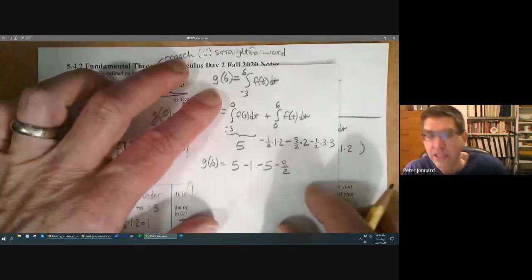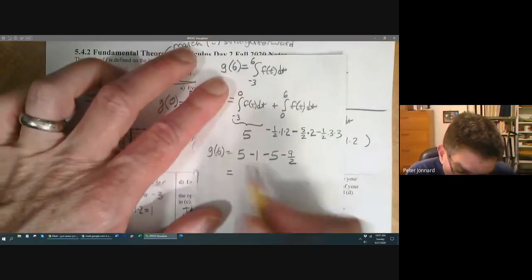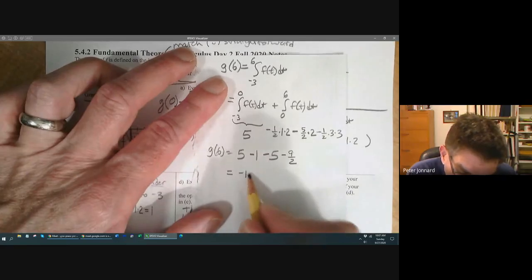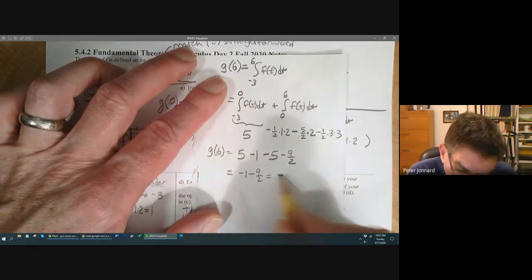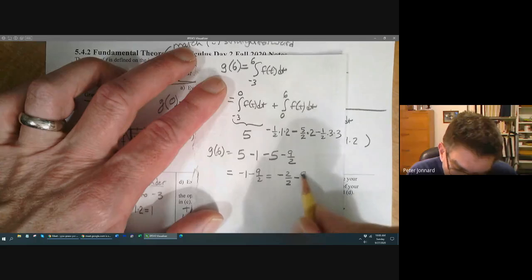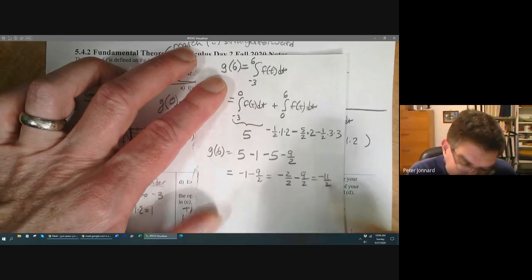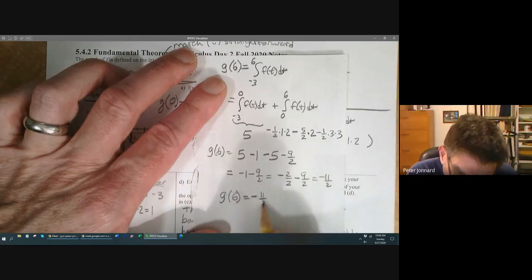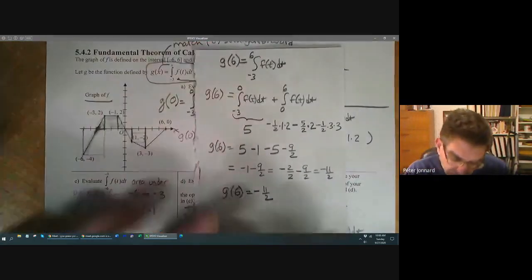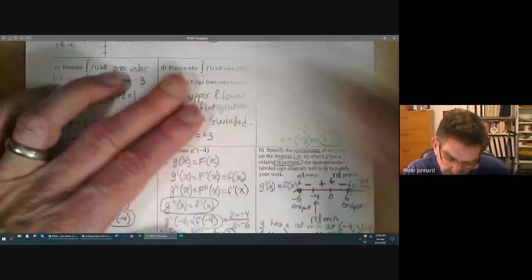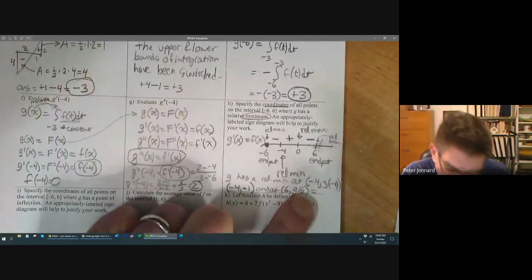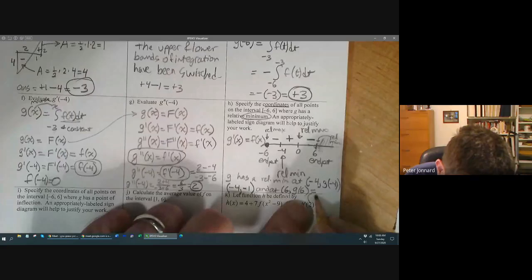Okay, so let's see. I end up with G of 6 is equal to, the 5's go out, so negative 1 minus 9/2, or negative 2/2 minus 9/2, negative 11/2. Okay, so I end up with G of 6 is equal to negative 11/2. Okay, so there's a bunch of extra notes there that I really needed to answer this question. So we end up with the second relative minimum at 6, negative 11/2, like so.